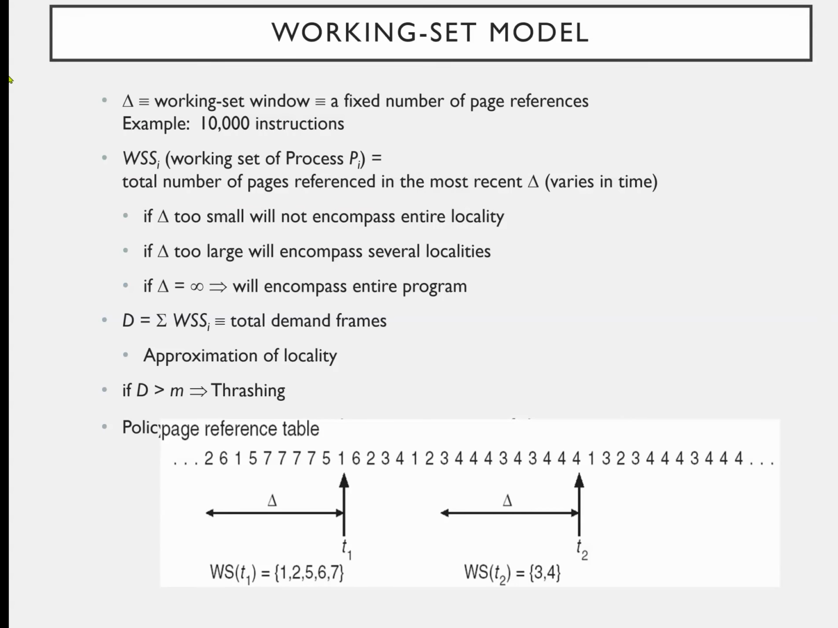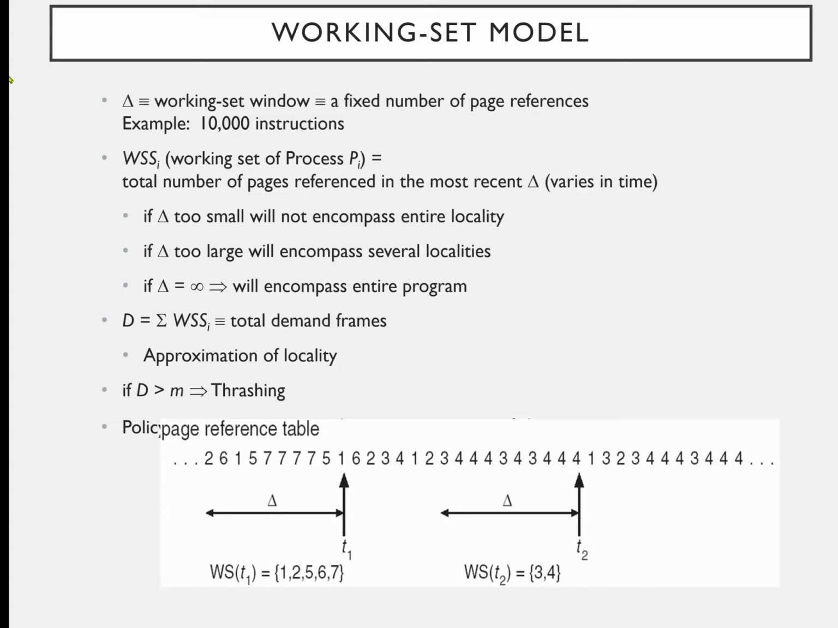One of the ways to help with this is what's called the working set model. Let delta be defined as the working set window, a fixed number of page references, for example 10,000 instructions. The working set of process P is the total set of pages referenced in the most recent delta. If delta is too small, it won't encompass the entire locality. If it's too large, we'll end up encompassing multiple localities. If it's infinity, we'll encompass the entire program.